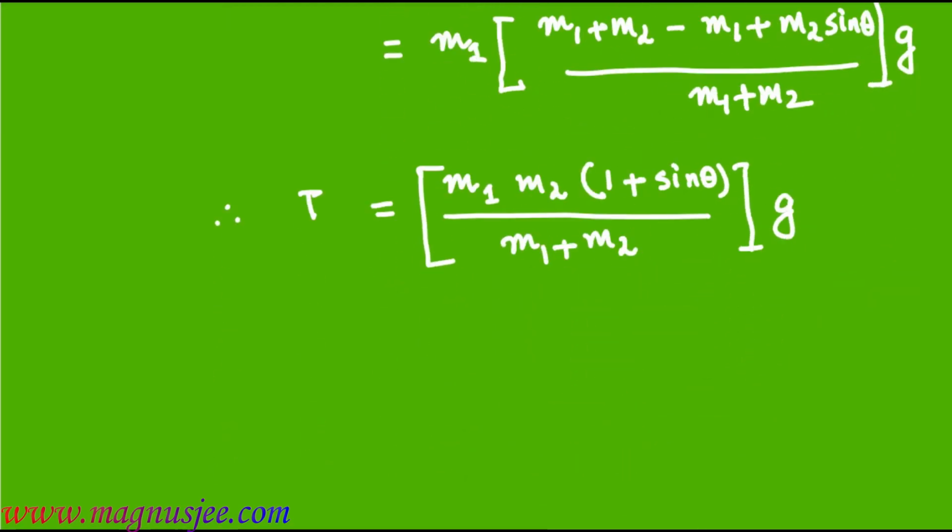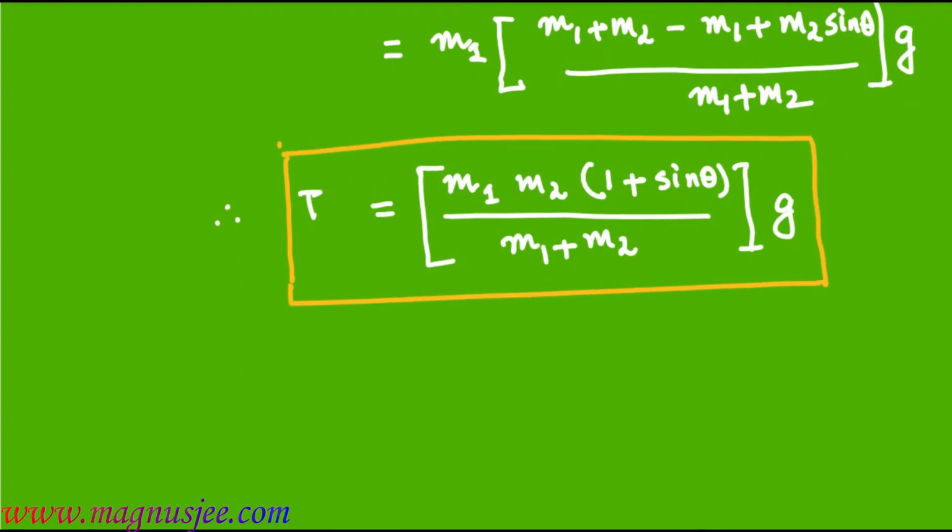So this is the expression of tension acting in the string in connection with both the bodies m1 and m2. T equal m1 m2 divided into 1 plus sine theta whole divided by m1 plus m2 into g. That is the tension acting in the string in connection with the body of mass m1 and also in connection with the motion of the body of mass m2 which was placed on the inclined plane AB.